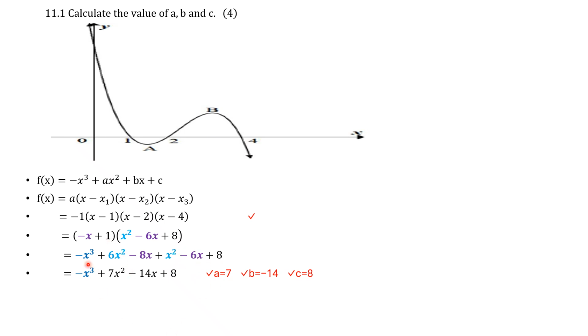So that becomes 6x squared plus x squared, 7x squared, minus 8x minus 6x gives me minus 14x, and positive 8, and negative x cubed stays the same. So 1 mark for correct substitution, 1 mark for the correct a, for the correct b, and 1 for the correct c. So that's your 4 marks. Take note, even if you can't get to those values, we've given you what a, b, and c are generally. So don't go lose marks.